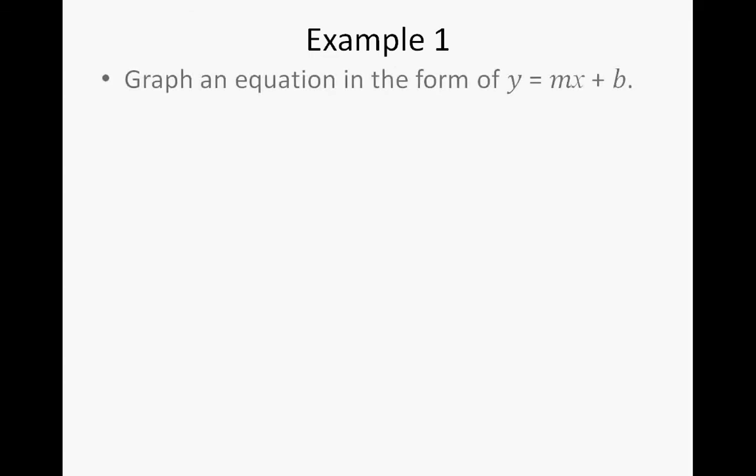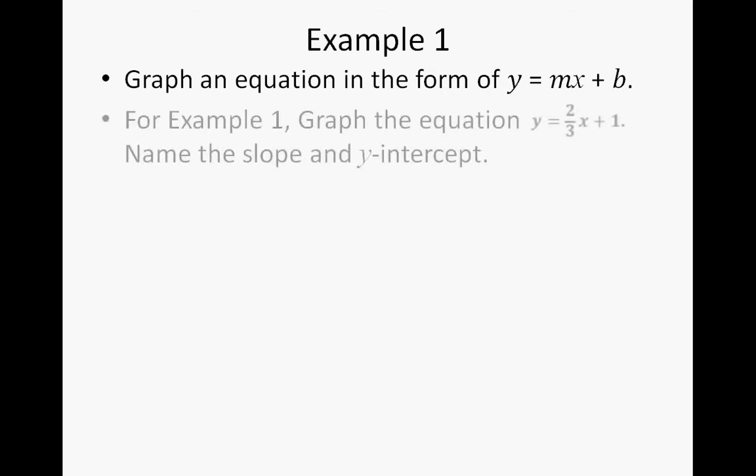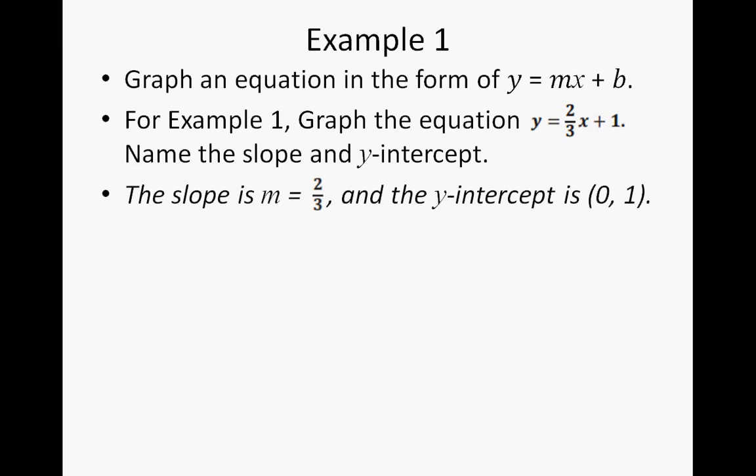Alright, for example 1, graph an equation in the form of y = mx + b. So for example 1, we're going to graph the equation y = 2/3 x + 1. Name the slope and the y-intercept. Well, the slope is m = 2/3, and the y-intercept is (0, 1).